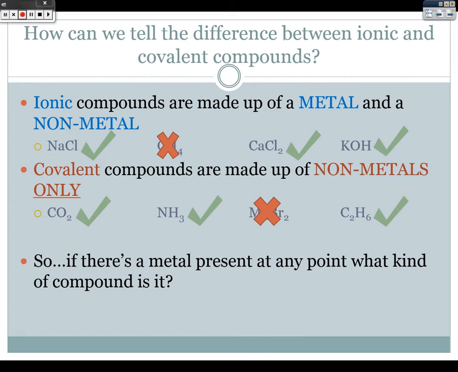Okay, so if there's a metal present at any point, what kind of a compound is it? And I hope in your head you're screaming, ionic! Okay, so if there's a metal, it's ionic. If it's just nonmetals, it's covalent.